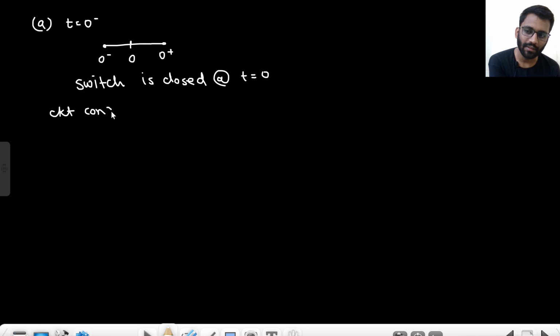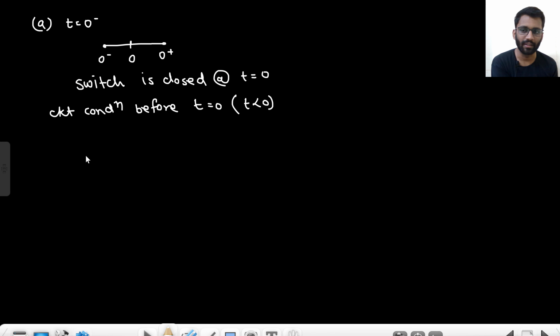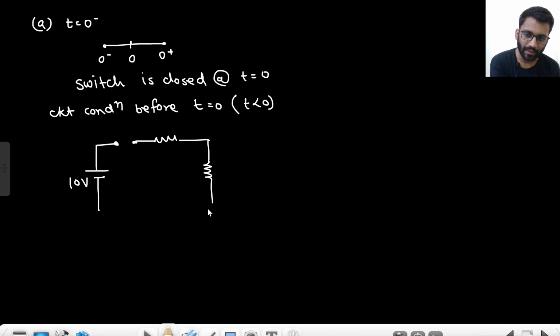Circuit condition before t equals 0, or t less than 0. So what is the circuit condition before t equals 0? The switch is open, right? The switch is closed at t equals 0, so before that it was open. So there was no connection with the 10-volt battery. The condition was something like this. This is a 10-volt battery and we have an open circuit here. Then we have a 5 ohm resistor.